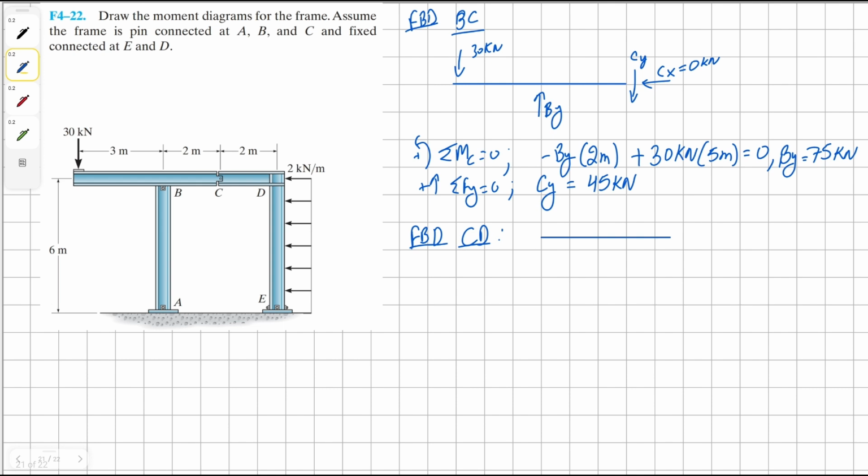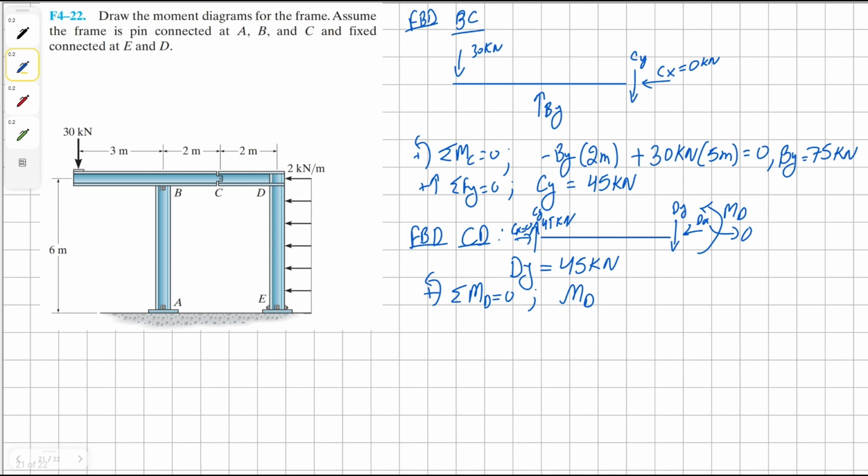For CD, we have CY, which was 45, which we just found. CX we said is 0. And then at D, DY and DX are unknown, and there is a moment at D. So our DX in this case is going to be 0 because we have CX as 0. And then our DY is going to be 45 kilonewton positive.